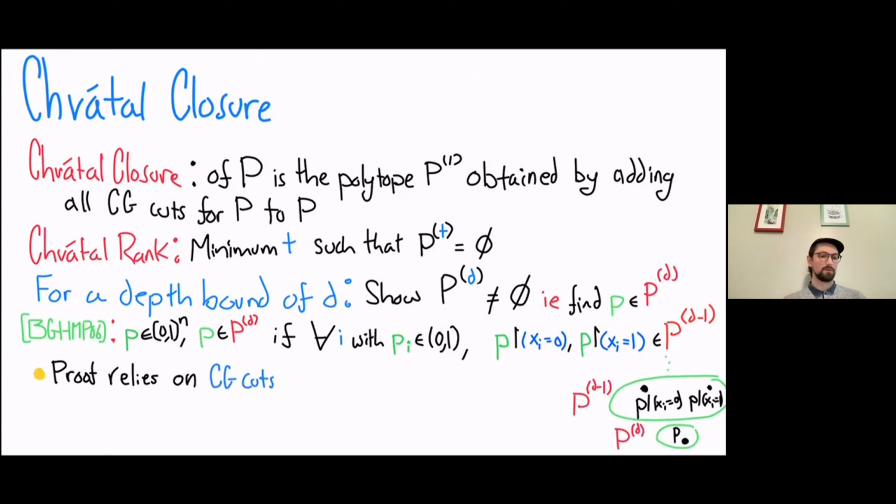However, their proof crucially relies on analyzing these CG cuts; it's very syntactic in that sense. And there's not really an obvious way to account for proof size when looking at Chvátal rank. So if we wanted to do this size-depth trade-off stuff that I was mentioning, then this doesn't seem like the nicest way to do it. Even so, our proof takes a lot of inspiration from this approach.